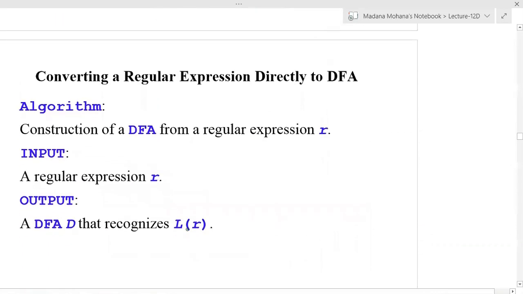So now how to convert a regular expression directly to a DFA? Earlier we discussed this concept by using the subset construction method.